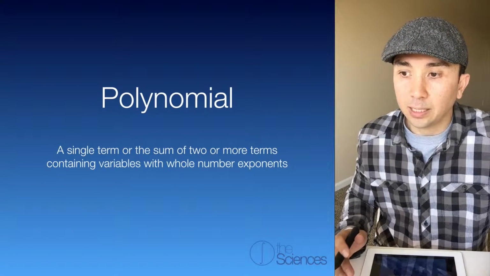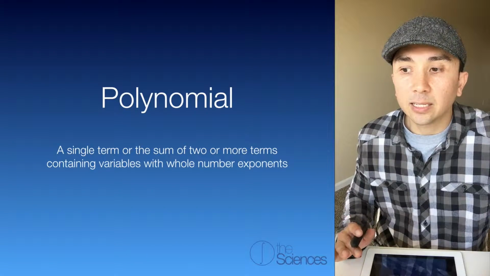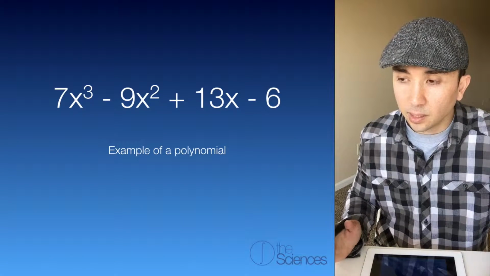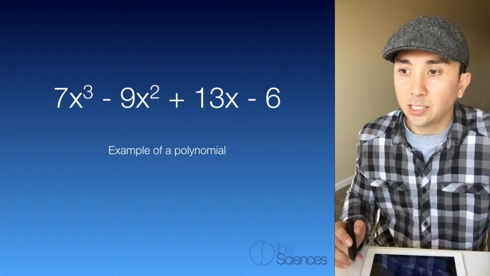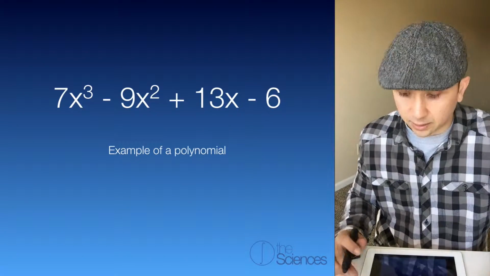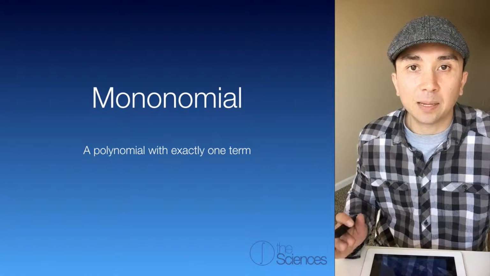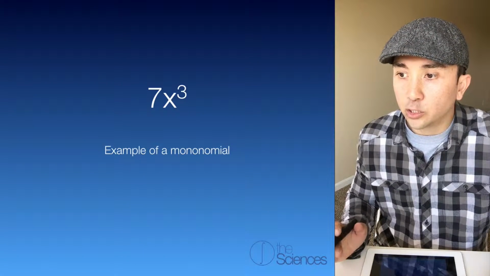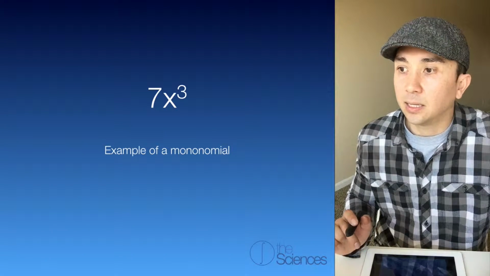Now, a polynomial is a single term, or the sum of two or more terms, that contains variables with whole number exponents. Here's an example of a polynomial: 7x cubed minus 9x squared plus 13x minus 6. Now a monomial is a polynomial with exactly one term. So here's an example of a monomial: just 7x cubed.